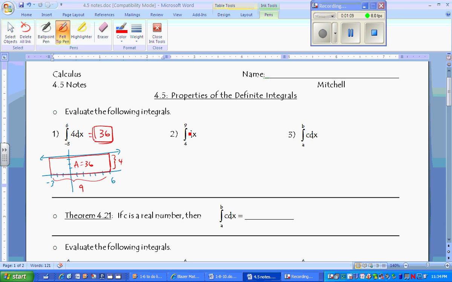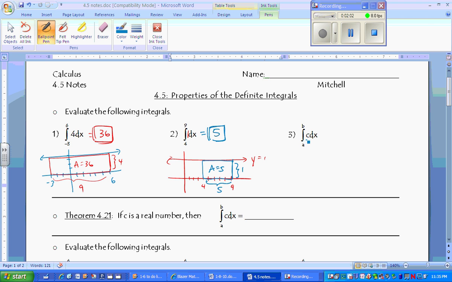Similar is number 2 here. We have the definite integral from 4 to 9 of dx. So that's like having 1 times dx. So in this case, we just have the line y equals 1, and we want to find the area under that line from 4 to 9. So again, just dealing with the basic rectangle. Base is 5, height is 1, so our area is 5. So our definite integral is equal to 5.